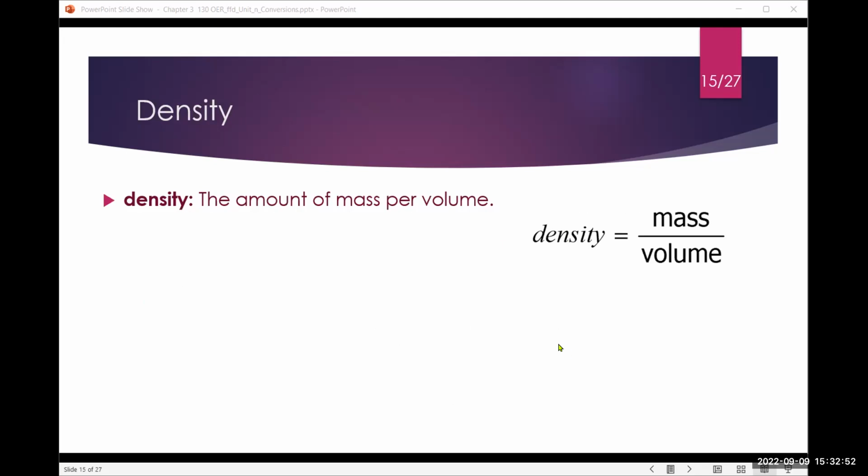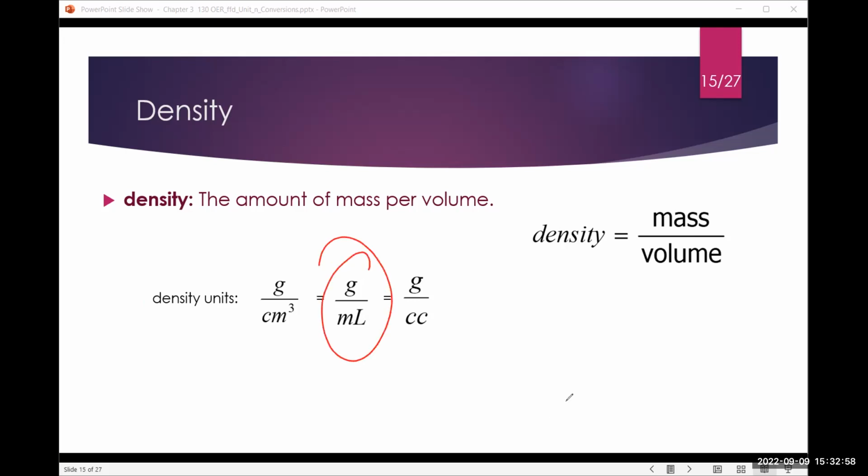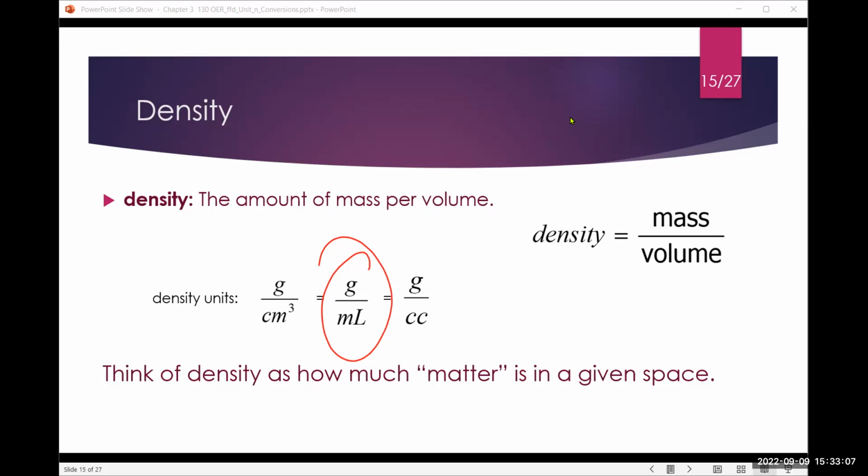Okay, and that is what we're going to talk about. These are the most common units used in density, which is the mass over volume. Okay. And think of density as basically how much matter is in a given space.